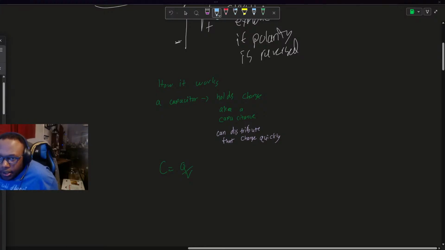Let's see, parallel plate capacitor. Capacitance is determined by the geometry and the dielectric material. So for a capacitor that you'll typically see drawn in circuits, like one of these right here, the equation is going to be C equals the area of the plate divided by the separation of the plates.